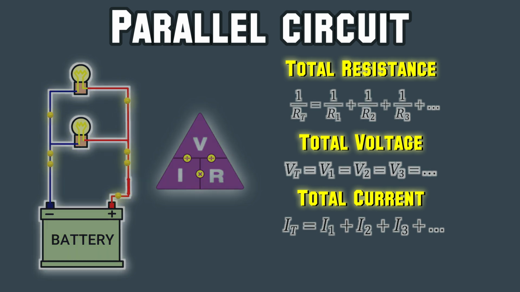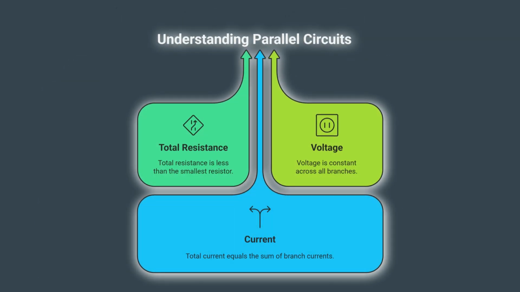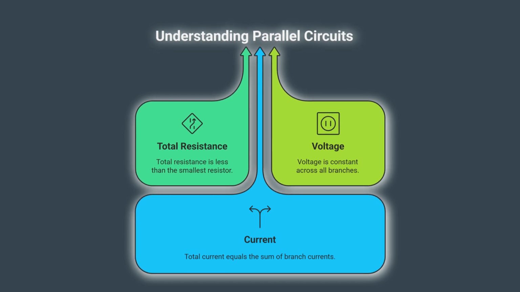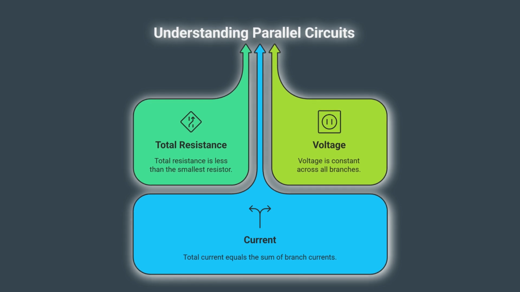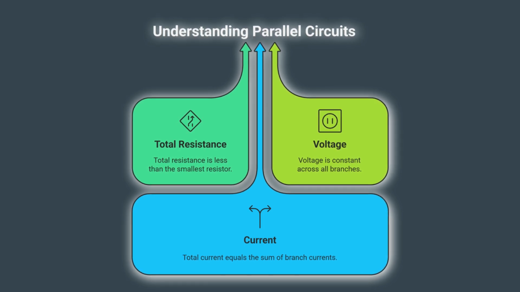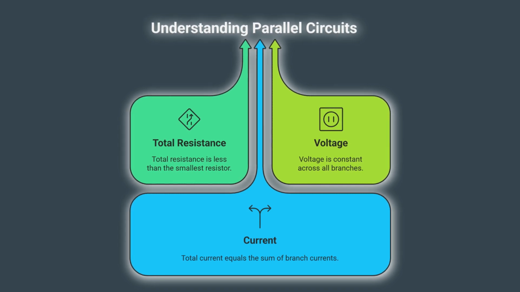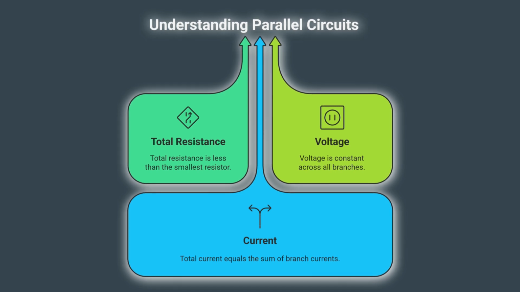And that wraps up our deep dive into parallel circuits. We've seen how multiple paths allow current to split, how voltage stays the same across each branch, and how resistance and current balance out using Kirchhoff's current law. Remember, parallel circuits keep things running, even if one branch fails. That's exactly why your home lights don't all go out when one bulb burns out.